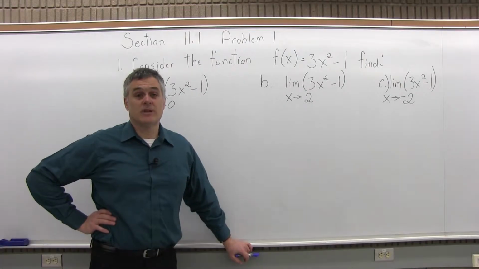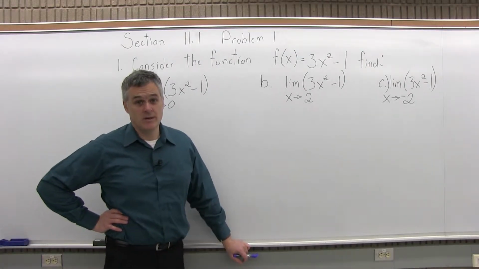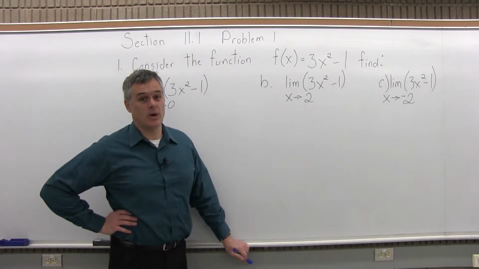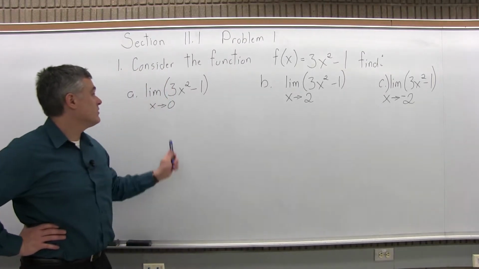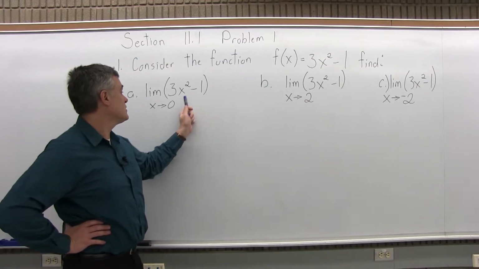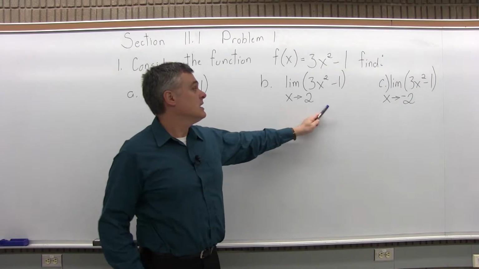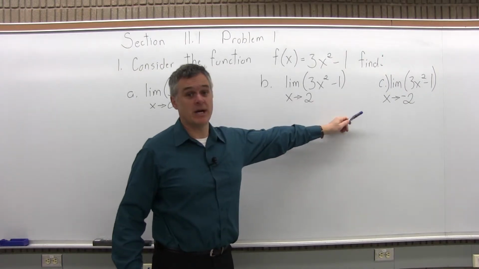This is Section 11.1, Problem number 1. It says consider the function f of x equals 3x squared minus 1, and then it wants you to find three different limits. The limit of the function as x approaches 0, then as x approaches 2, and part C as x approaches minus 2.